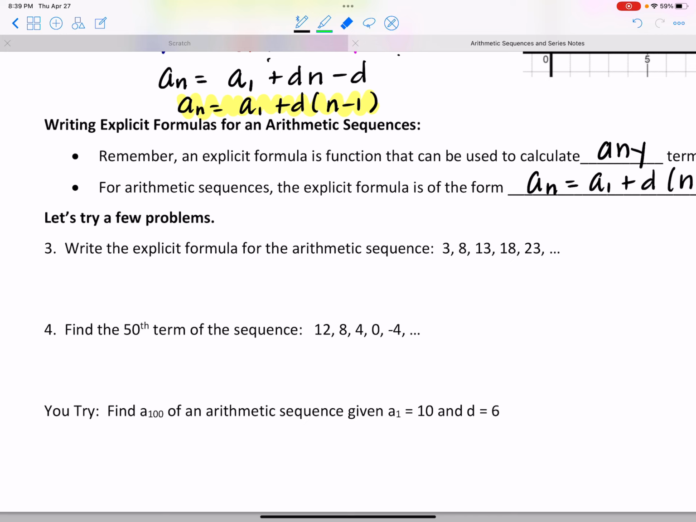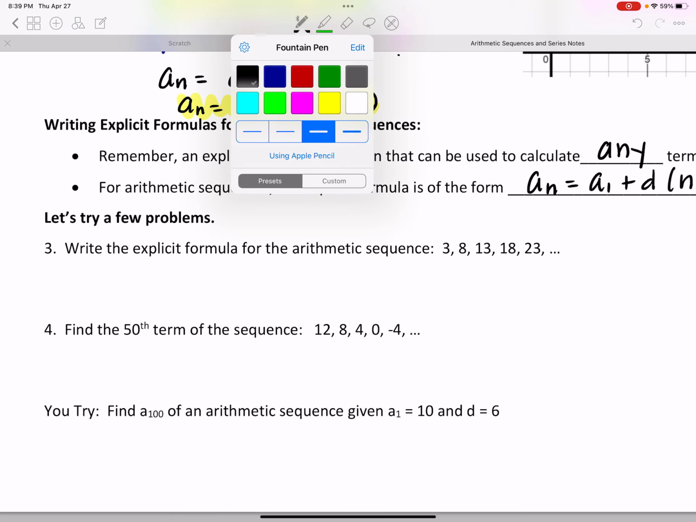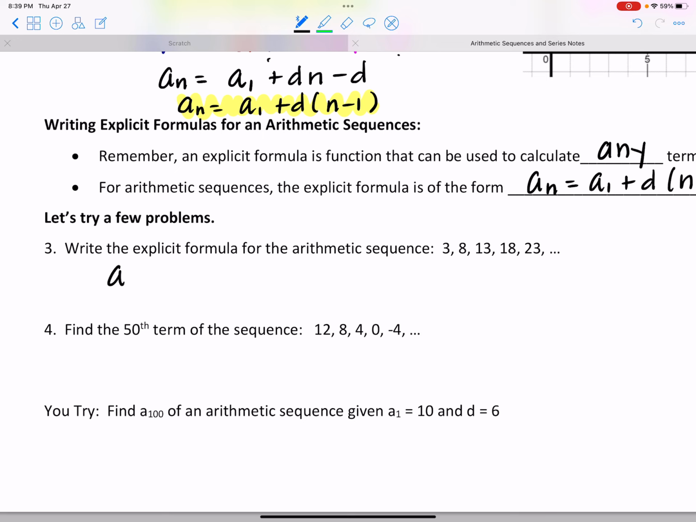So for this third problem here, if I wanted to write the explicit formula for the sequence 3, 8, 13, 18, and 23, I'm going to say my explicit formula a sub n is always going to equal a sub 1, which I know is my first term, that's going to be 3, plus my common difference, and I can see that common difference between my terms. What I'm doing to get from one to the next is adding 5, so it'd be plus that common difference of 5 multiplied by n minus 1.